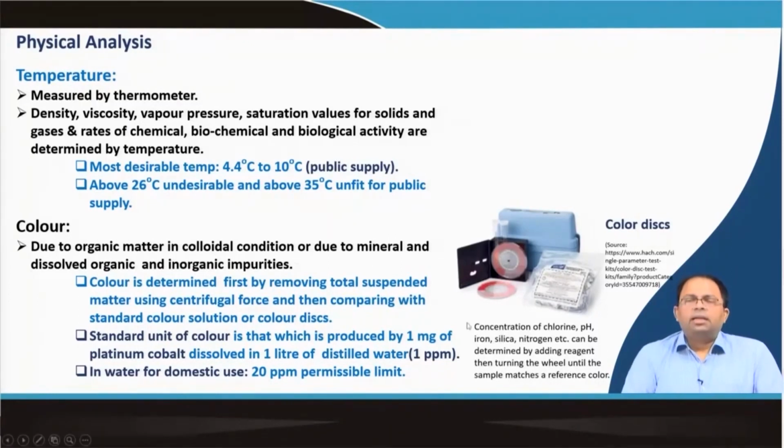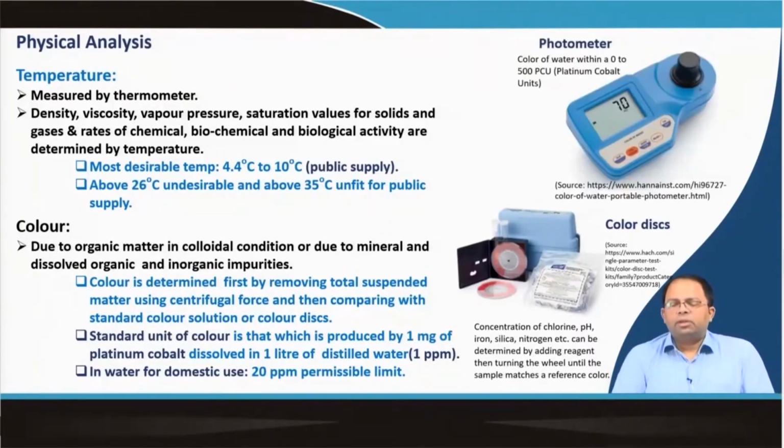So, we have this color disk, and the concentration of chlorine, pH, iron, silica, nitrogen, all these things can be determined by adding reagent into the water and then turning the wheel until the sample matches the reference color, right. So, we can mix some reagents with water and then test it using this color disk, or directly test the existing water and see what color it matches to determine what kind of impurity it is.